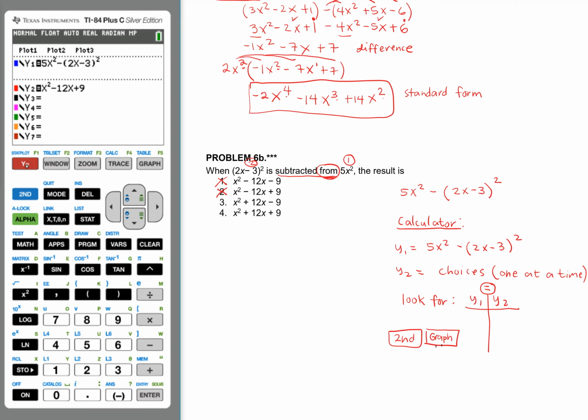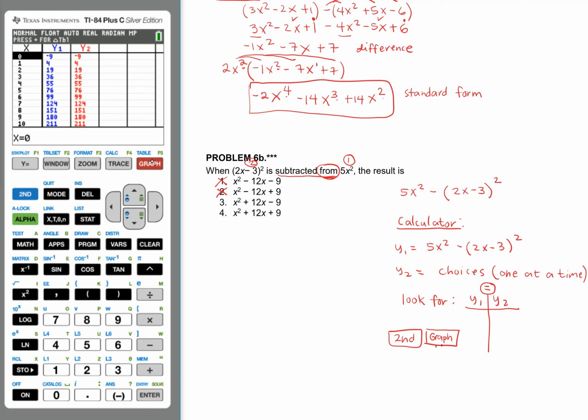Let's go to the third option. It says now plus 12, and I will not delete everything. This is plus 12 and this is now minus 9, so x squared plus 12x minus 9. Press second graph. Okay, it looks to me y1 and y2 are equal to each other. So they're the same, which means that the answer here should be option number 3. I will not test number 4 anymore. That's it.